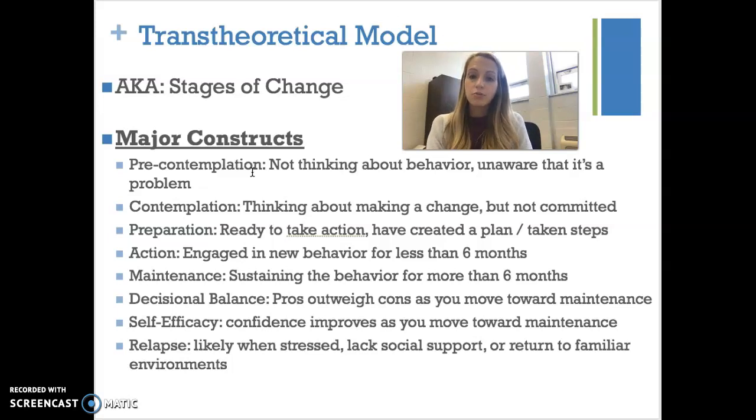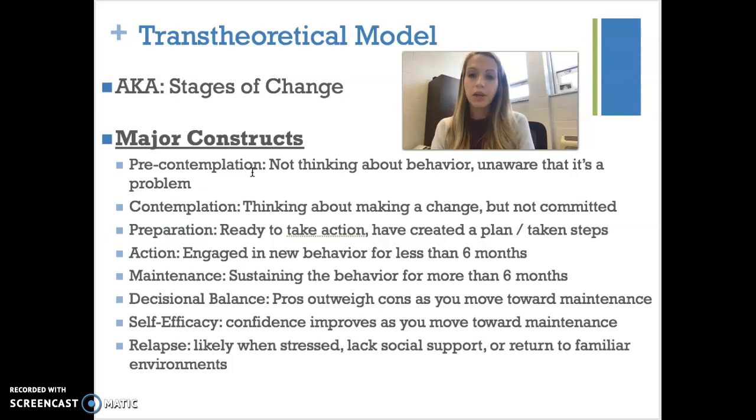So there is a decisional balance. It's one of the constructs of the Transtheoretical Model, and this is when you're having to weigh the pros and cons as you move towards maintenance. So, let's continue with alcohol use. What are the pros to decreasing the use of alcohol or cutting it out completely from your life? What are the cons, if any, as you move to maintenance?